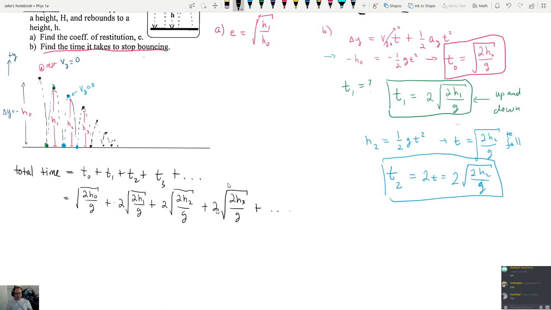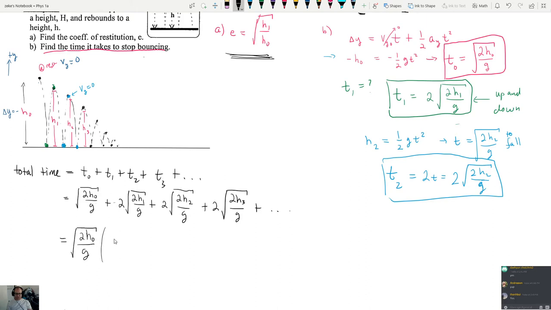Okay. The next thing we want to do is we want to factor some stuff out. Now, remember that this is e, right? So, if I can get that to show up anywhere in my equation, that's really good. And I'm going to be able to get that to happen if I factor out this entire first term right here. So, let's factor out the square root of 2h0 over g from our entire expression.